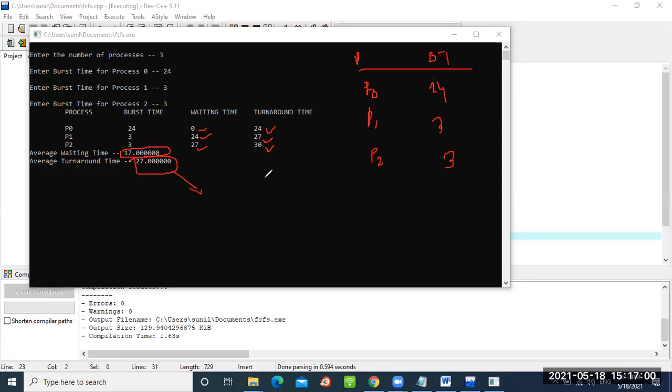Now सुबह हमको क्या करना पड़ा? We had to first draw the Gantt chart, है कि नहीं? Then I have to calculate individually सबका waiting time, for P0 calculate किए, waiting time for P1 किए, फिर waiting time of P2 किए, फिर उसका average निकाले, फिर हम लोगों ने turnaround time निकाला. लेकिन अभी क्या किया हम लोगों ने, बस input दिया और उसका output आ गया.